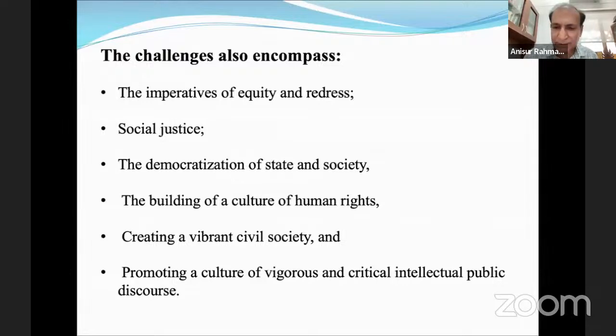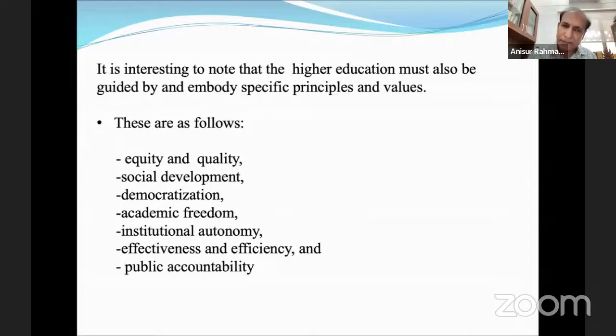So creating vibrant, yes. So democratization of a state and society, building up a culture of human rights. Again, ensuring the rights of the human being is also very important. So how to create the culture of human rights in the society is also the role of higher education, creating a vibrant civil society, promoting a culture of vigorous and critical intellectual debate. These all are very, very important, that must be cultivated, that must be taken care of by higher education.